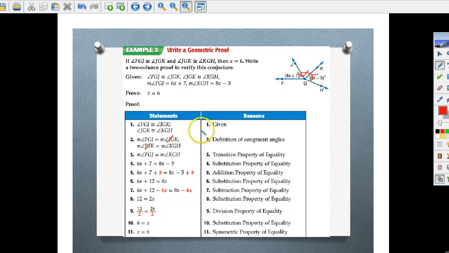So if measure of angle FGJ is equal to measure of angle KGH, then we're going to say 6x plus 7 equals 8x minus 5 by using substitution. Instead of using the letters saying that these measures are equal, I'm going to substitute what the actual measures are. Now we get to do the easy part, solving for x. Add 5 to each side, addition property. After you simplify, substitution property. Then subtract 6x, subtraction property, simplify, substitution property, divide by 2, division property, have your answer, substitution, and then you switch, and that's symmetric property.